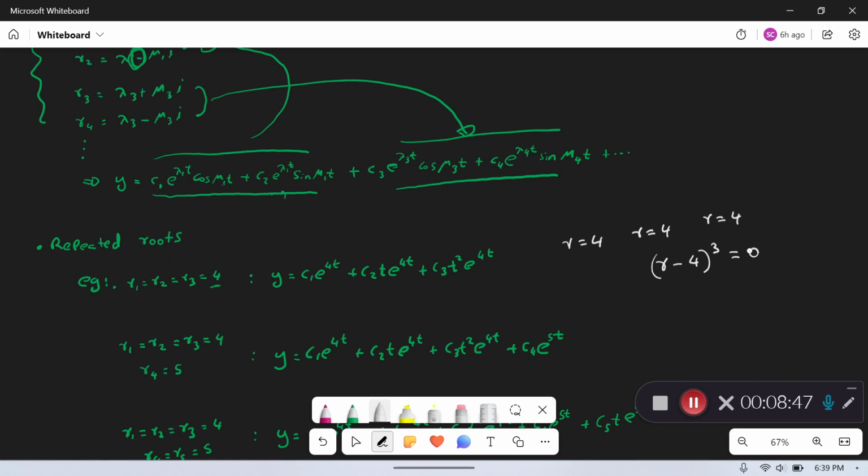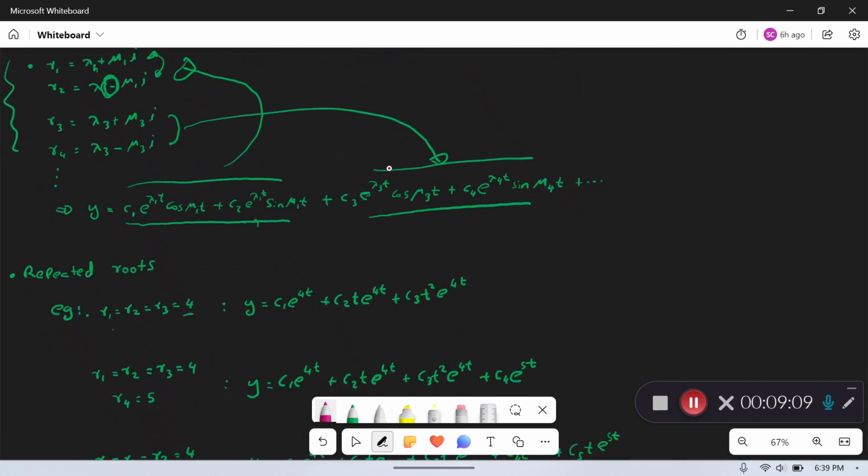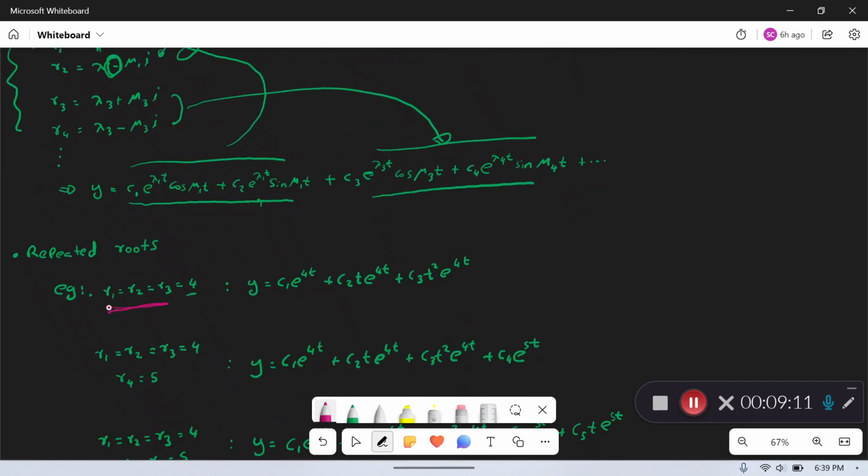Now when you have something like that, it again follows the same pattern. Remember, when you have two repeated roots, you have one term without a t, and the other term will have a t term. And here, since you have three repeated roots, you get t^0 for this one, t^1 for this one, t^2 for this one. That's the pattern we have, and you have to remember that.